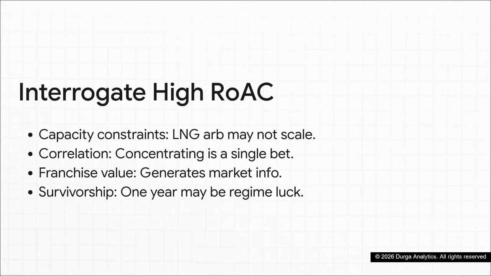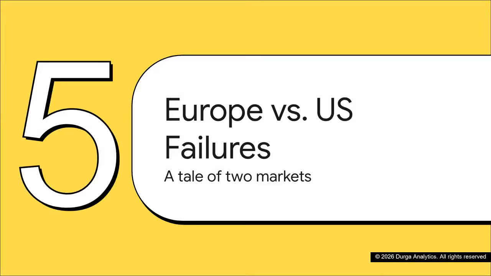Number 3, franchise value. That low-return U.S. flat price book might actually be generating the vital market intelligence that the other books rely on to trade. And finally, survivorship in the sample. One incredible year might just be a favorable market regime, not actual trading skill. You have to look deeper. Let's look at how this plays out in the real world.